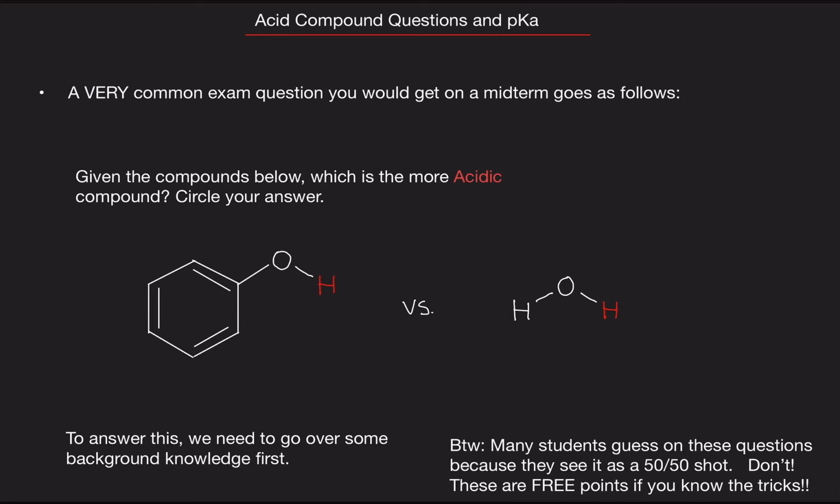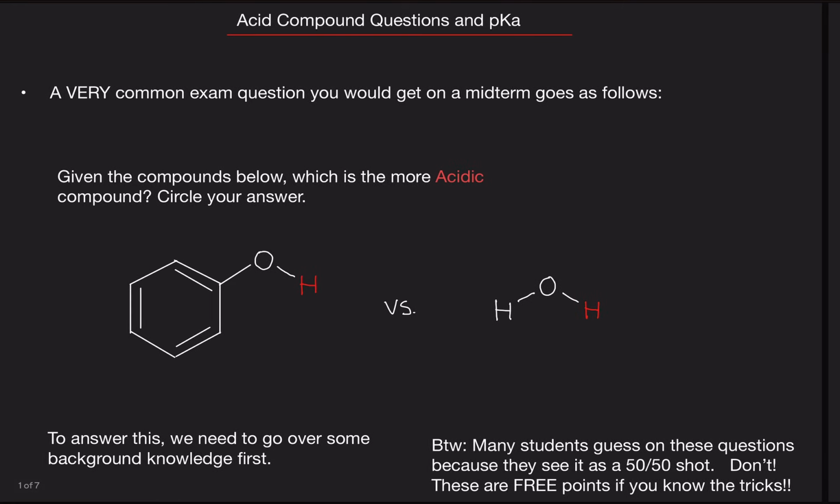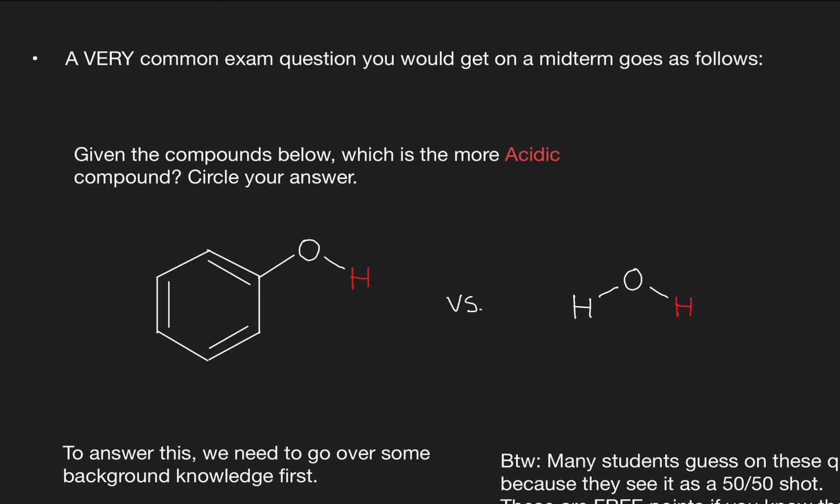All right, welcome back. In this video, we're going to go over acid compound questions and pKa. A common exam question you would get on a midterm goes as follows. Given the compound below, which is the more acidic compound? Circle your answer. Another version of this question would be circle the most acidic proton in the compound. Basically asking the exact same thing.